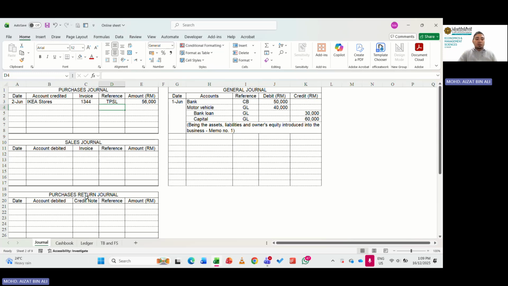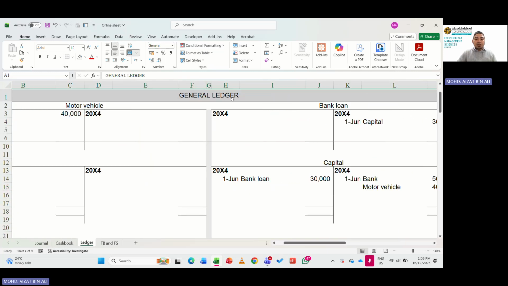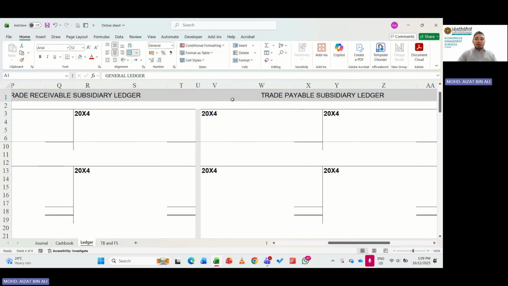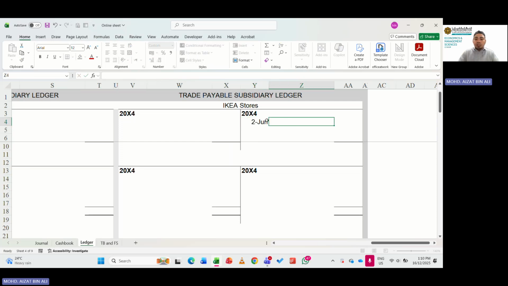Firstly, let's go to the ledger, and make sure we go under the subsidiary ledger, the trade payable subsidiary ledger. This one. Write down the name IKEA stores. Because it is a trade payable, it should be credited. 2nd June, and the amount here is 56,000 ringgit, and it is purchases. All right, and this is done for now, because later we are going to do all the recordings at the end of the period.